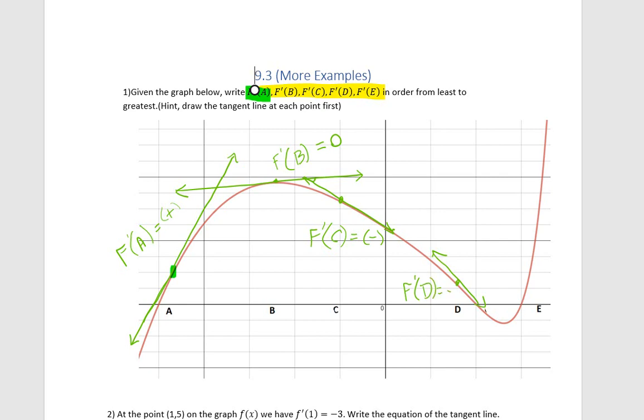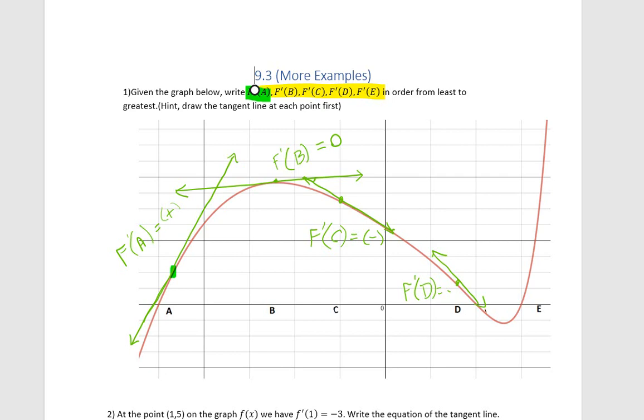But let's just stop for a second and compare the slope of C to D. If I look at the slope of D, it's a lot steeper, or at least noticeably steeper, than the slope at C. So that's going to give me a more negative slope, which means f prime of D is going to have a slope less than the slope of f prime of C.